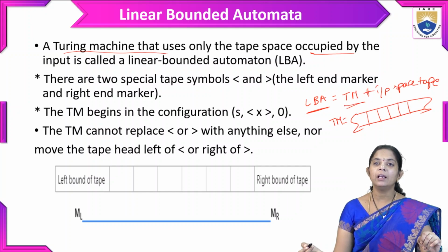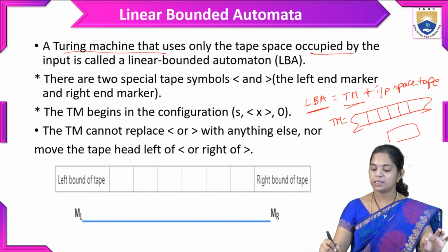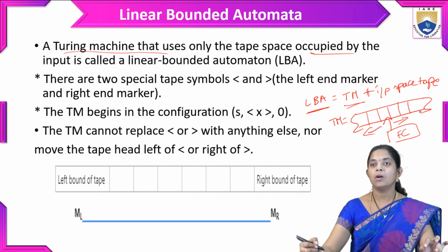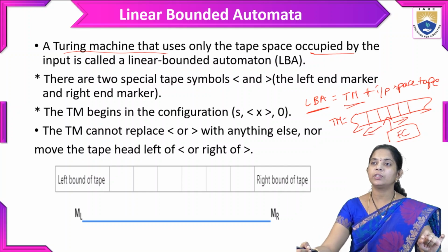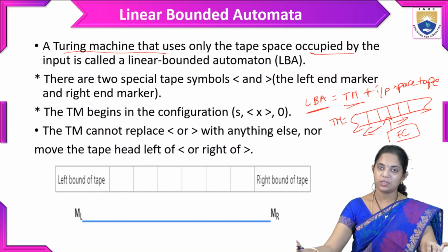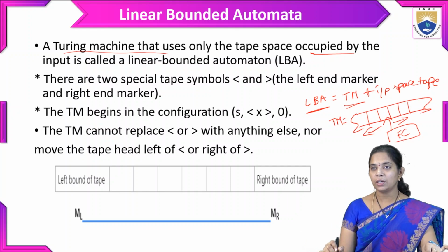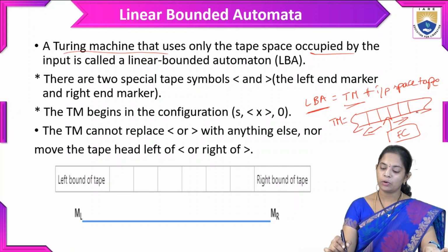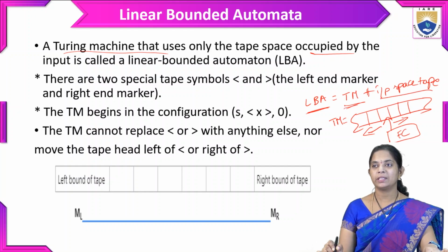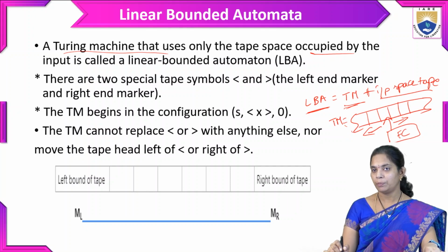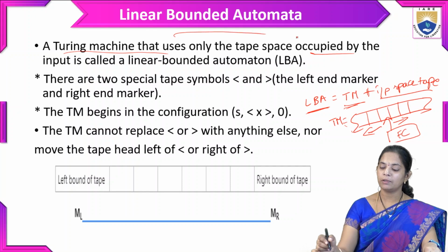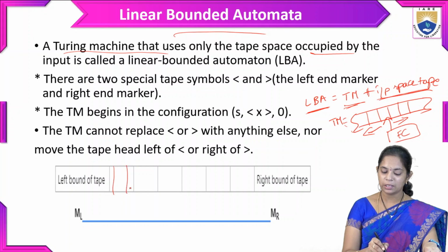Turing machine operations: we have a finite controller which can move either left or right. That is the general, standardized Turing machine we are discussing. So this finite control can move either left or right, along with the input space tape. Here in the Turing machine, we took only an infinite memory tape. But in the linearly bound automata, we took an input space tape. So this is the linearly bound automata.